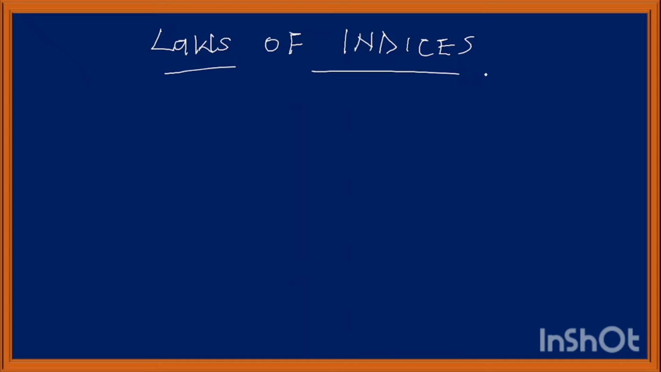So we are looking at rules of indices, or I say laws of indices. So this is what we are looking at. I promised to make a video on this due to the last one. So the first law of indices is called the multiplication law. Most textbooks call it the multiplication law or the product law.